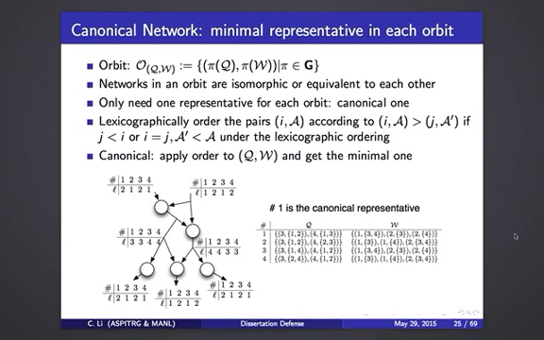So we sort the I, A pairs using the lexicographical order, and then sort the QW and pick the minimum one. As this example shows, there are 4 isomorphic instances in the orbit. Here are the QW representations for each instance. The first one is the canonical one, because we can see the 3, 1, 2 is less than 3, 1, 4 and 3, 2, 4. And then next, the 4, 1, 3 is less than 4, 2, 3. So that's why the first one is the minimum.